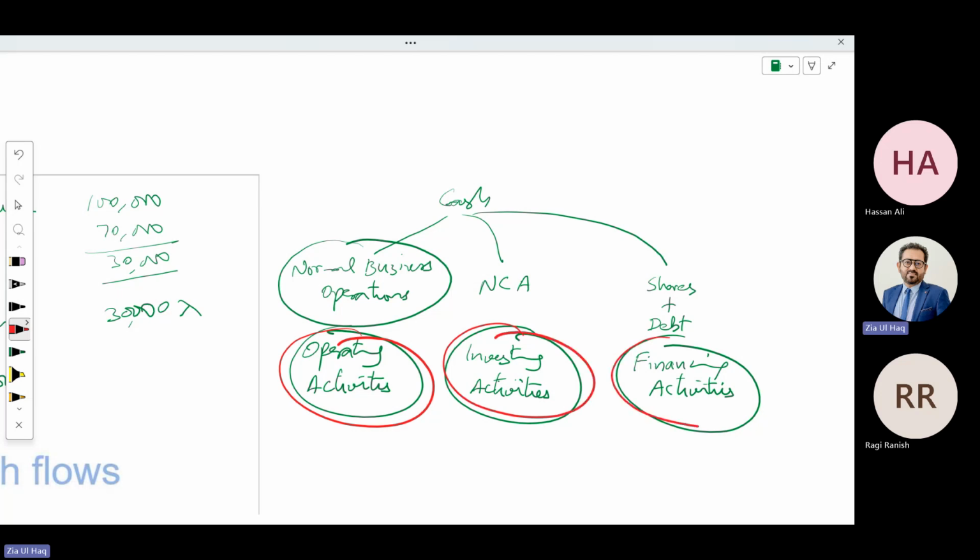So while preparing cash flow statement, we need to see how much cash is received and paid in operating activities, how much cash is received and paid in investing activities, and how much cash is received and paid in financing activities. There is no other activity in the business where cash is involved. These are relating to balance sheet, equity and liabilities. This is relating to assets, and this is relating to P&L.